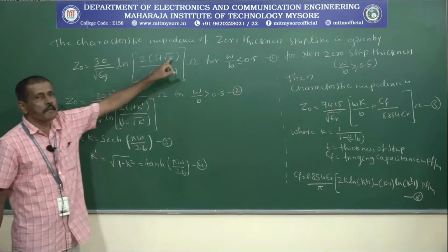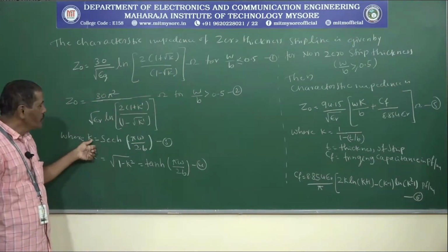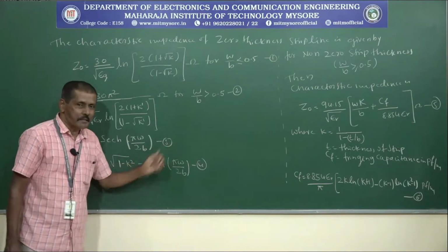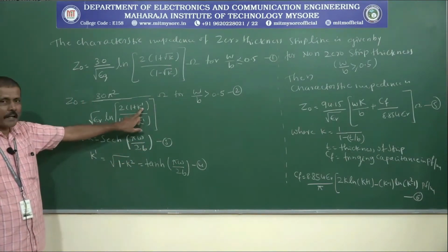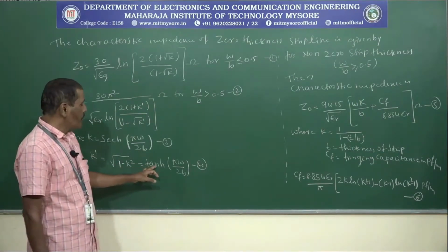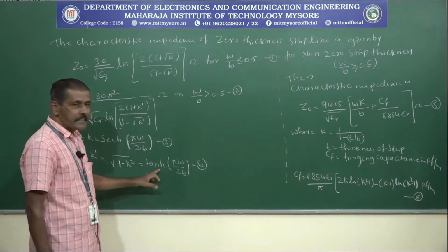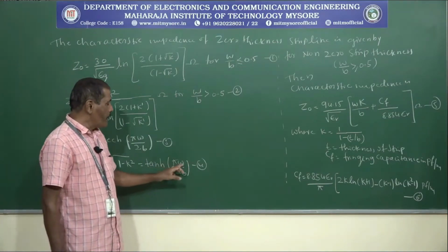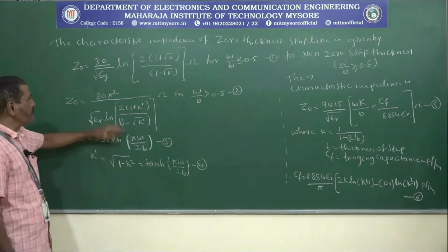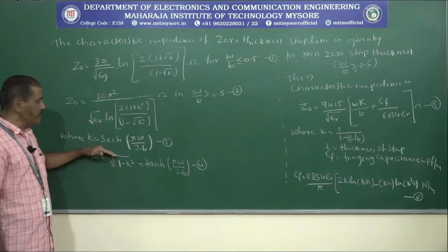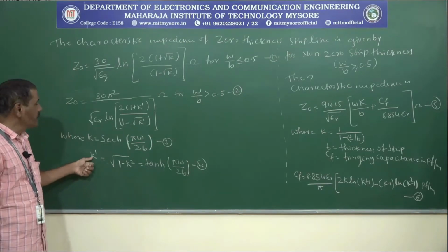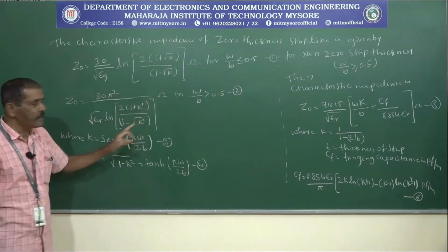k equals sech of pi W divided by 2B, call it equation number 3, and k dash equals root of 1 minus k square, which is also equal to tanh, the hyperbolic tangent, of pi W divided by 2B, call it equation number 4. Using this equation you can calculate the values of k, and using this equation you can calculate the values of k dash, and these values are required at this point and at this point.